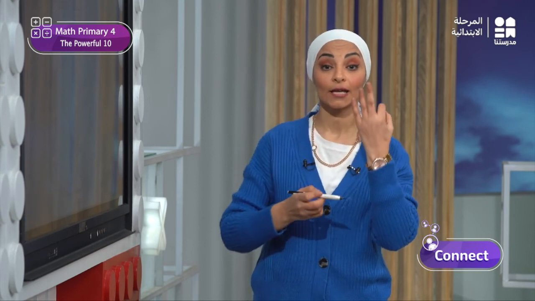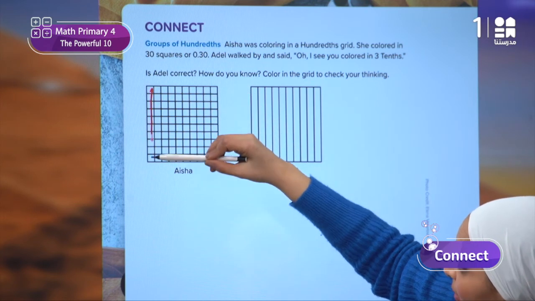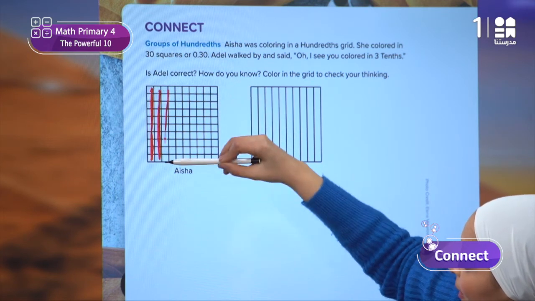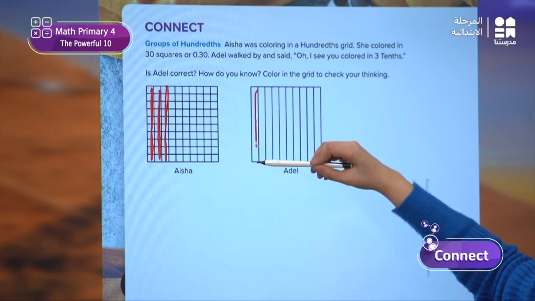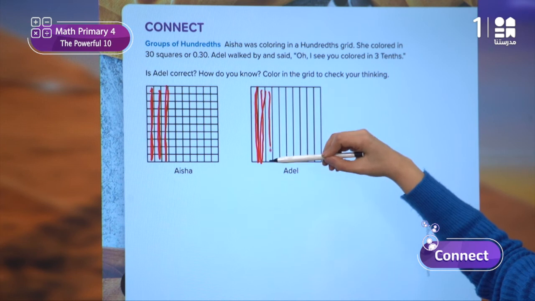Now, after you have finished, let's represent it in the drawn models. When we represent 30 hundredths like Aisha, we will find that we need to color what? 30, meaning 3 columns, because each column has 10 squares. Let's color 30 squares, meaning 3 columns, like you see here. When we represent the 3 tenths Adel was talking about, I will also shade 3 columns. 1, 2, 3. Right? Because Adel divided his grid into 10 columns like you see here.